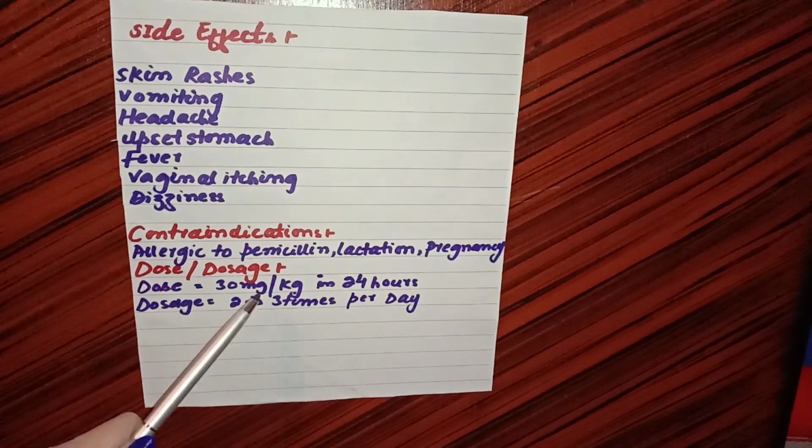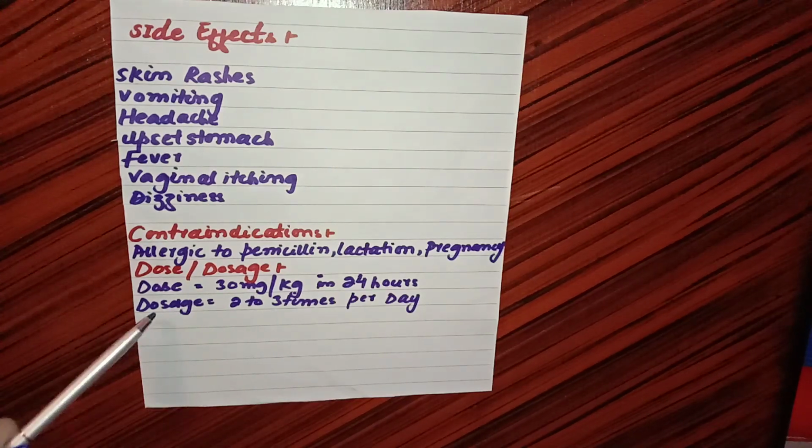Now the dose and dosage of Augmentin. Dose is like 30 mg per kg, meaning it depends upon the weight of the patient in 24 hours. And dosage is like we can give Augmentin 2 to 3 times per day.